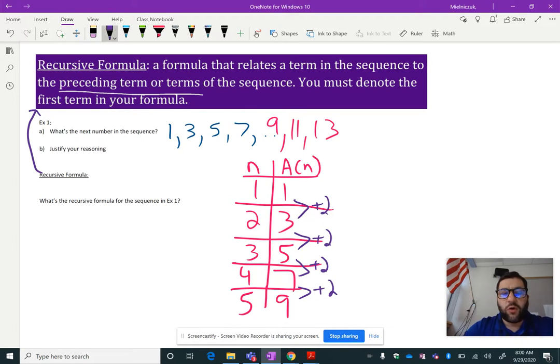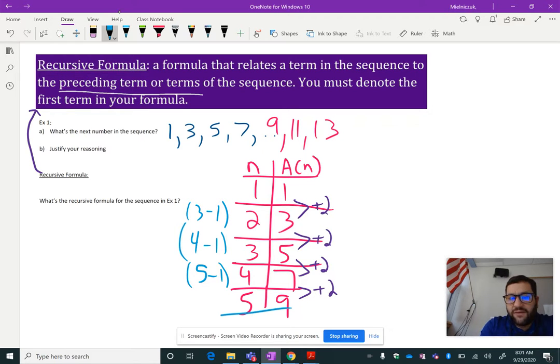So it says, what's the recursive formula for the sequence in example 1? Well, let's think about this. It says we need to use the preceding term. So the preceding term, when I know that the fifth one is 9, well, that'd be 5 minus 1 gives us our fourth term. Or 4 minus 1 gives us the term before, right? So if I have an nth term, how do I figure that out? Well, if I'm looking for a sub n, I know that has to equal the term before it. And what are we adding each time? Plus 2.